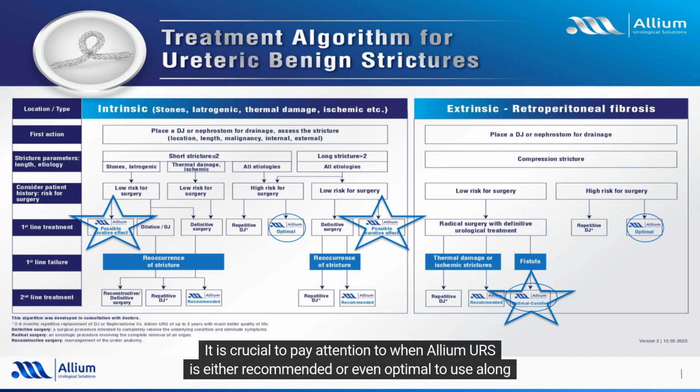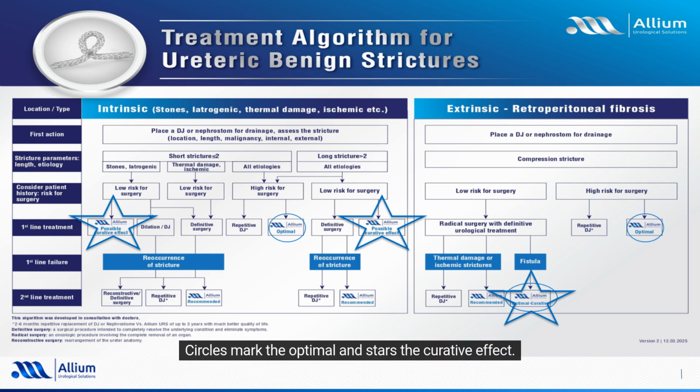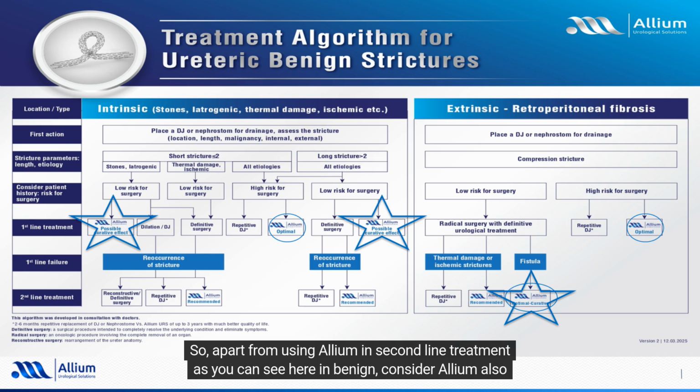It is crucial to pay attention to when Allium URS is either recommended or even optimal to use along the patient journey in benign or malignant strictures, and when you can even achieve a curative effect in benign. Circles mark the optimal and stars the curative effect. So, apart from using Allium in second-line treatment, as you can see here in benign, consider Allium also for first-line treatment in cases of benign strictures in which you can achieve between 70 to 80% curative effect, depending on size of stricture and etiology, within around a year, and can replace a surgery.